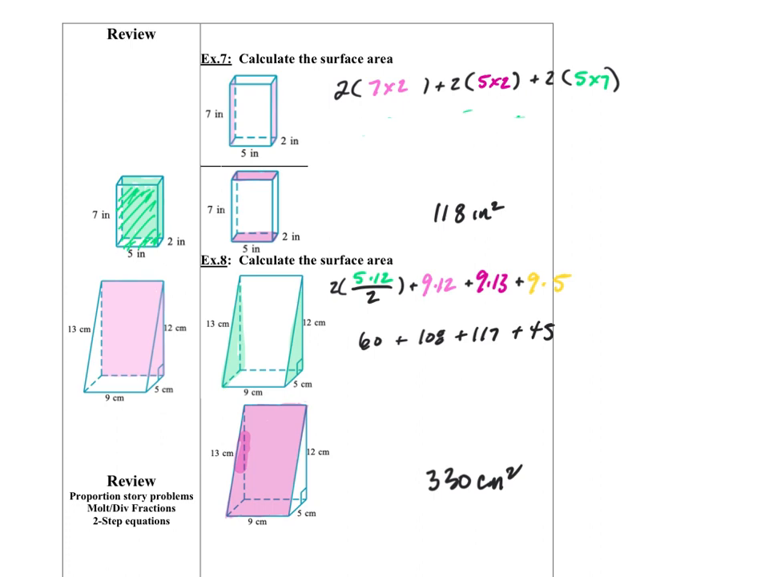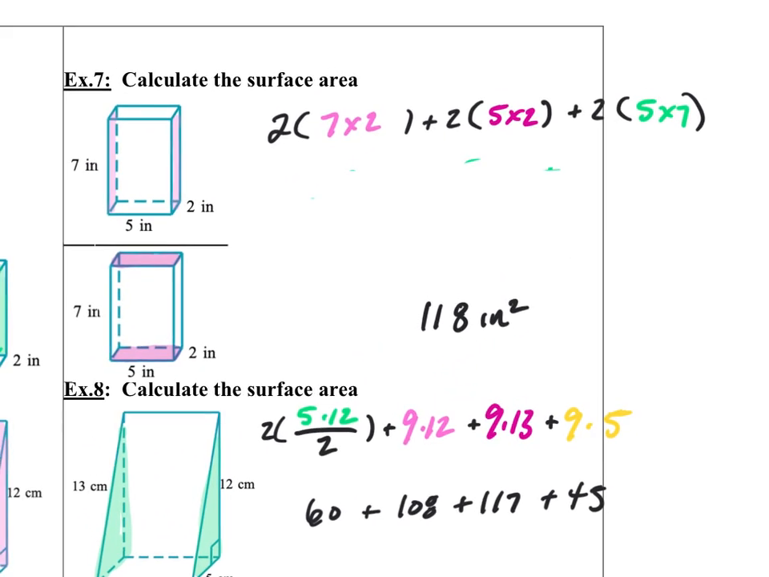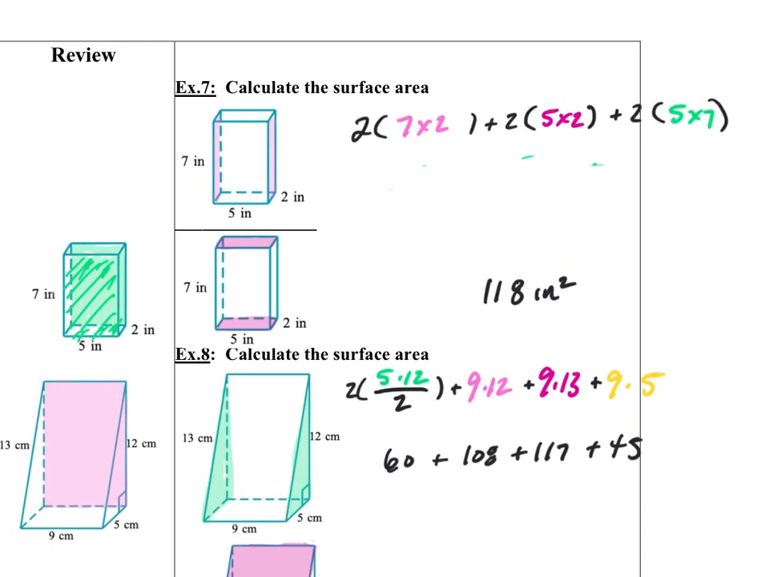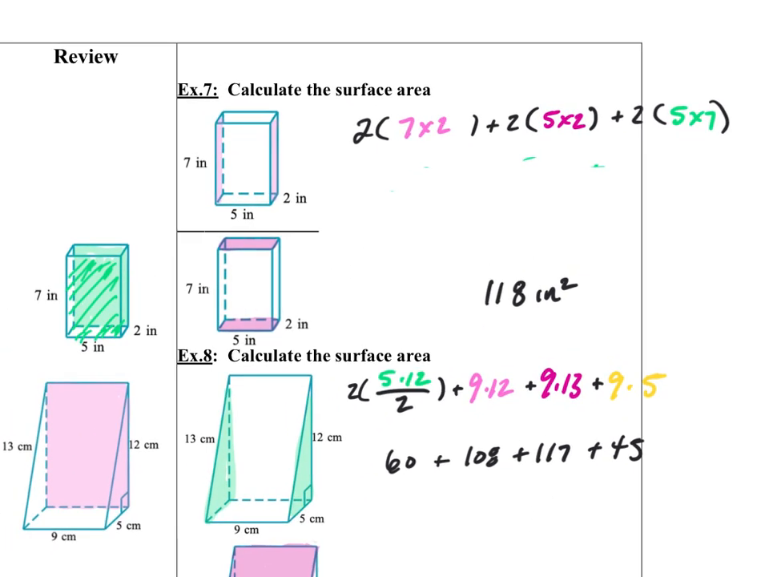Okay, so with this first one, you should have come up with 118 inches squared. I've color coded it so you could see where the different regions were. So when you look, this right here are these two sides because it's a rectangular prism. And this right here represents these two sides. And these two right here represent these two sides.